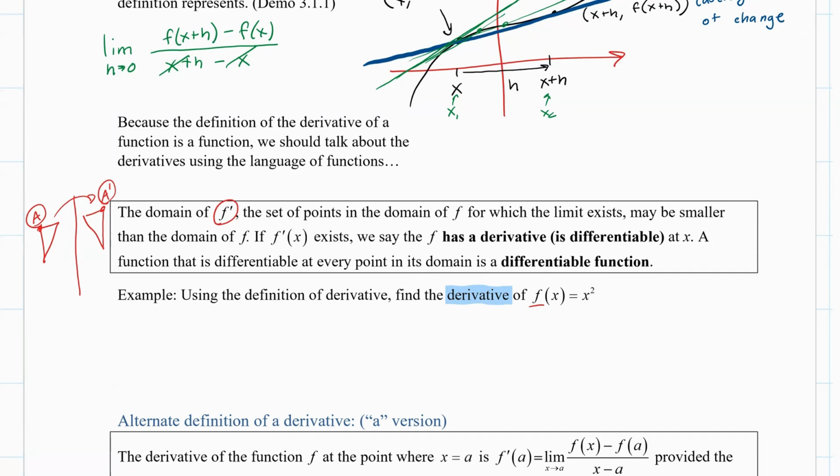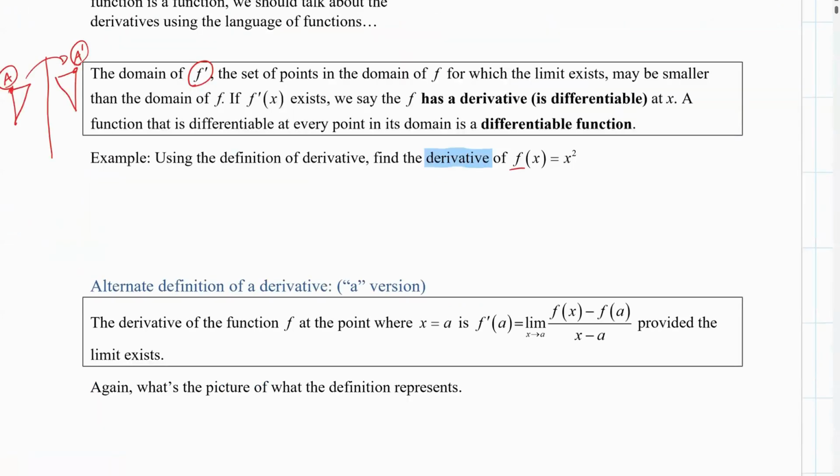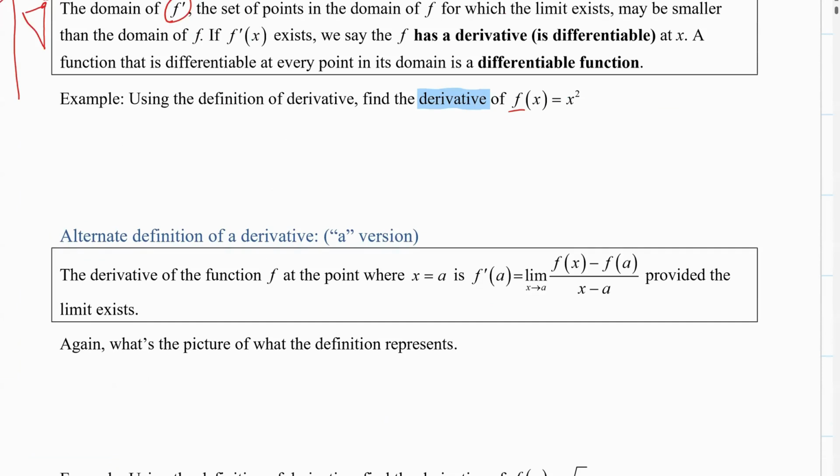Okay, quick comment about the domain. Since this is a function, the domain of f prime may be smaller than the domain of f. Wherever f prime exists, and we'll have to talk about why it may or may not exist later, we say that f has a derivative. And we say that a function that's differentiable on every single point of its domain is called a differentiable function. Well, let's go ahead and find the derivative of x squared.